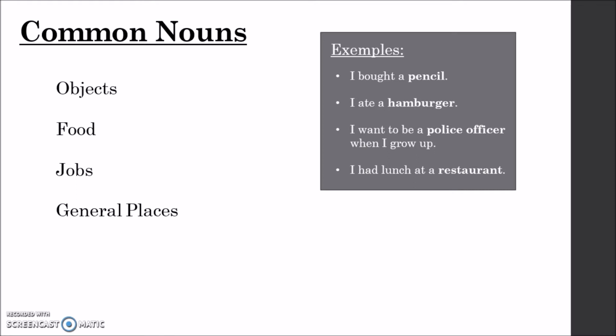A police officer, in the sentence I want to be a police officer when I grow up, represents a job. And I had lunch at a restaurant.